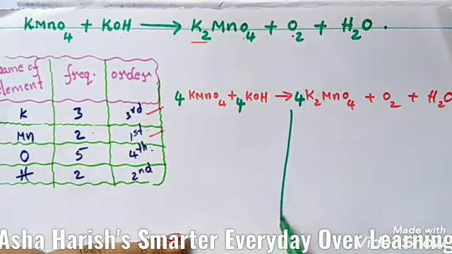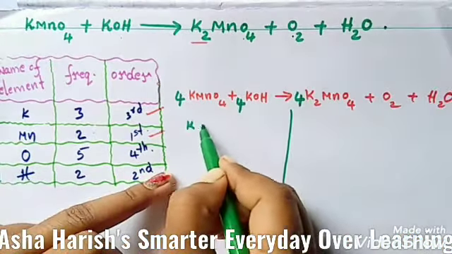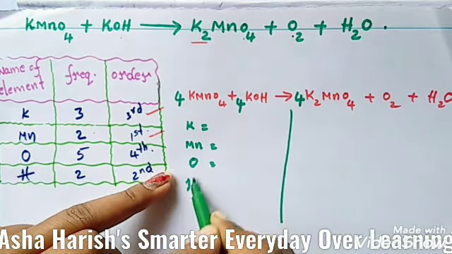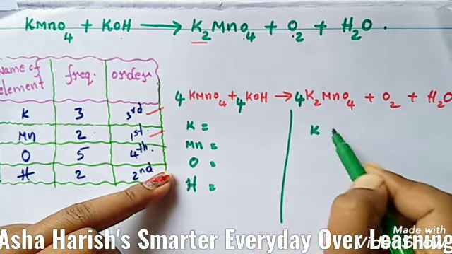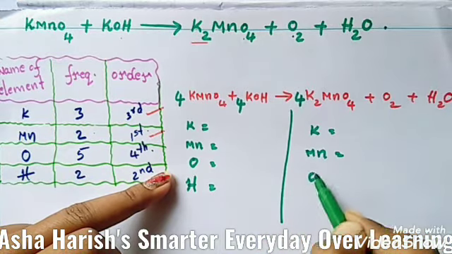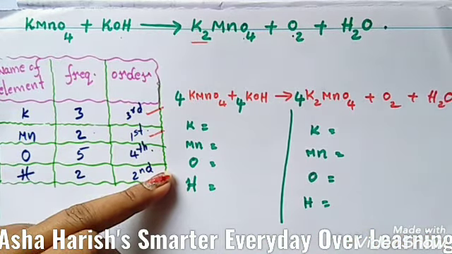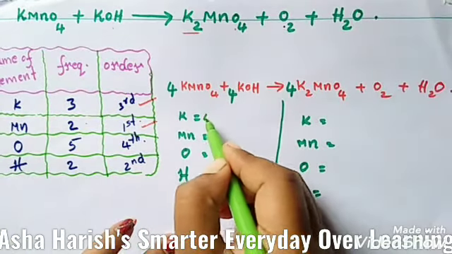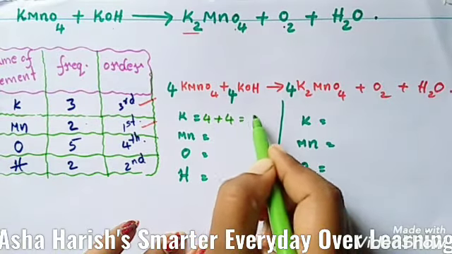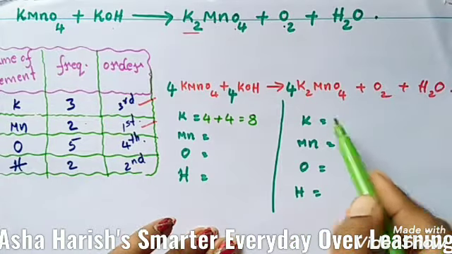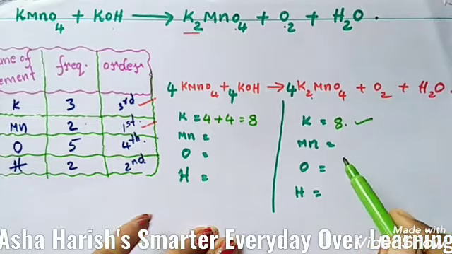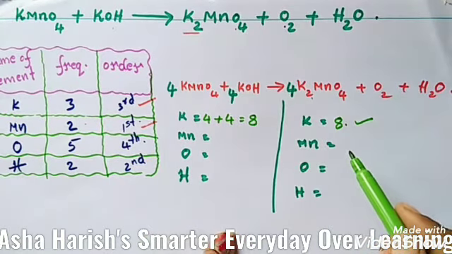Now you need to count how many potassiums, how many manganese, how many oxygens, how many hydrogens. Here also the same, O and H. Coming to potassiums, 4 plus 4. In the reactant side, 8 potassiums are located. Coming to the product side, 4 2s are 8. So 8 potassium is balanced now.